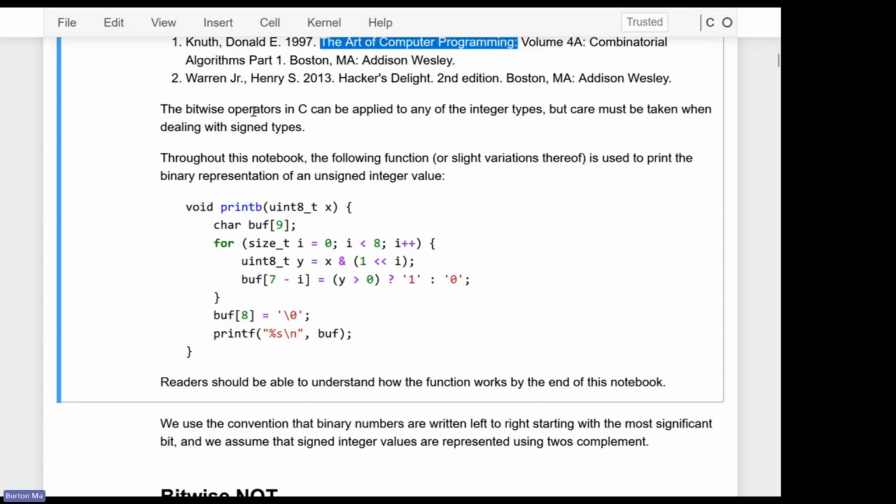Okay, so the bitwise operators in C and in Java work on any of the integer types, right? They don't work on the floating point types. Because unsigned and signed integers are represented differently, right? Remember, signed integers are 2's complement, unsigned are not. When you apply the bitwise operations, they behave differently if you're using signed or unsigned numbers.